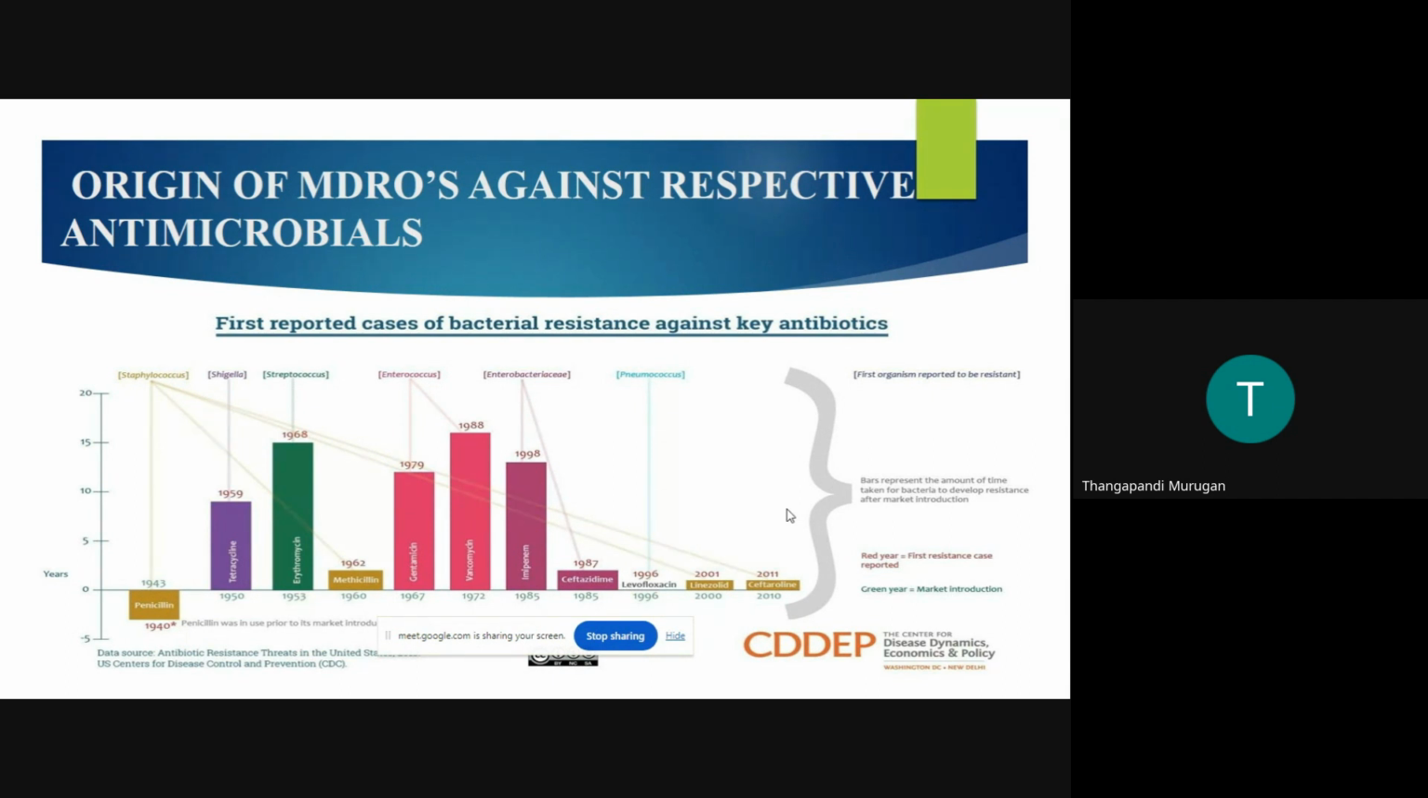You can see vancomycin, imipenem, gentamicin, and ceftaroline, which is a 5th generation cephalosporin, introduced in the market in 2010 and resistant by the very next year. This data is derived from the CDC.